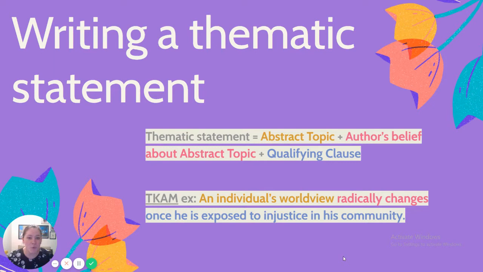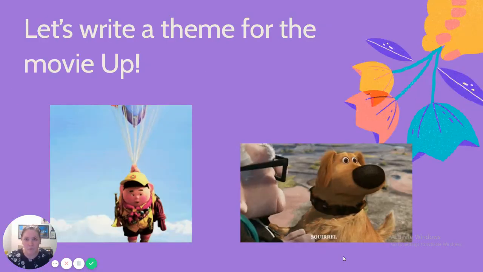So it almost answers a question. So when does an individual's worldview radically change? Oh, once he's exposed to injustice in his community. So you need that extra bit to keep it broad still, but to give us more information.